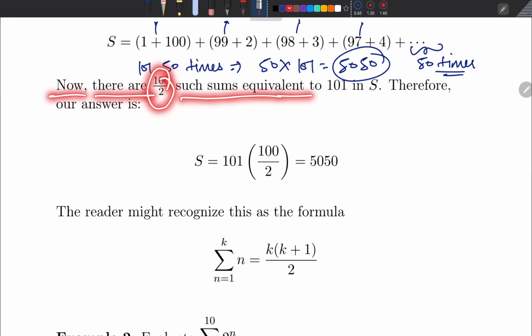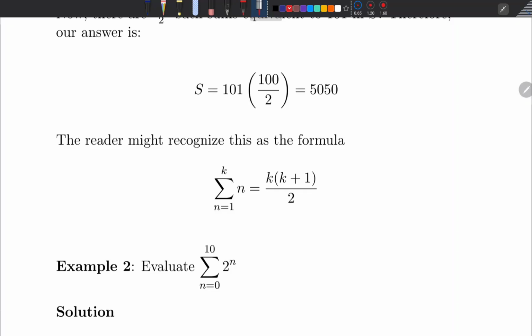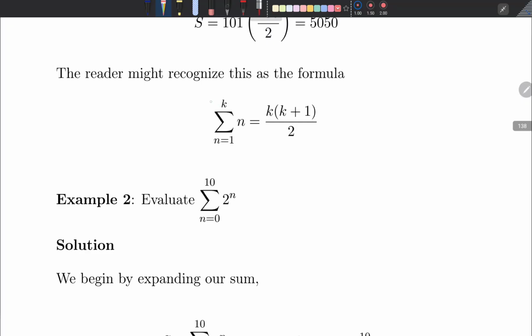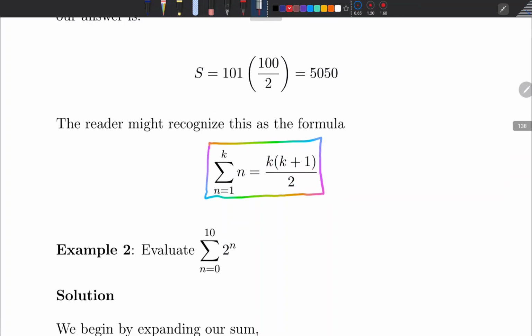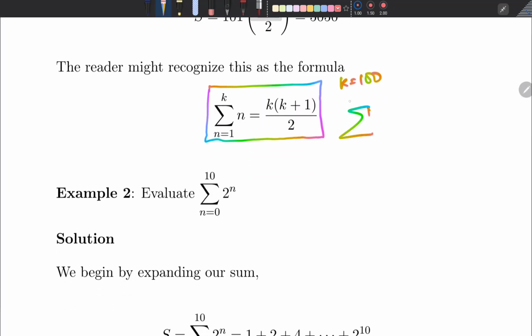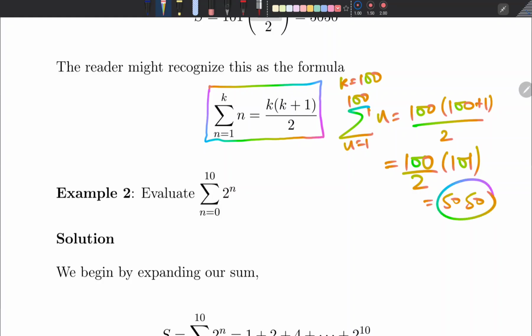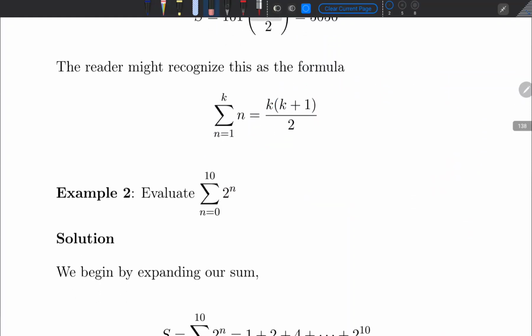Now there are 100/2 such pairs equivalent to 101 in S, right? So therefore our answer is S equals 101 times 100/2. From here we can take a look at a generalized form, which says that the sum as n goes from 1 to k of n is k times (k plus 1)/2. You can compare it on your own. So if we consider k equals 100, we have the sum from n equals 1 to 100 of n. Plugging this into the formula, we have 100 times (100 plus 1)/2, which says 100/2 times 101, and that finally says 5050. So that's how you can generalize it, and that's how you can prove this as well.